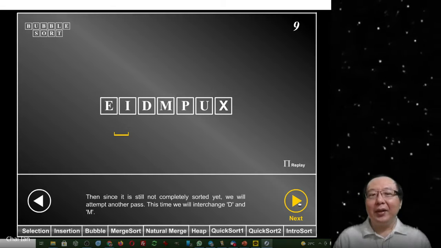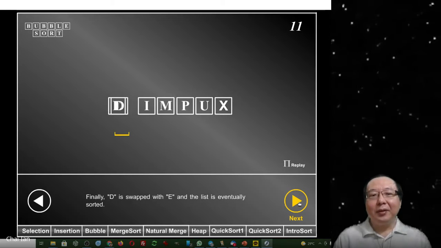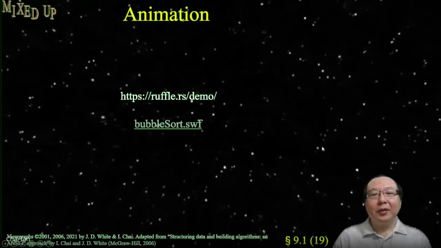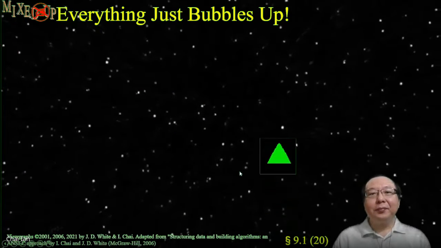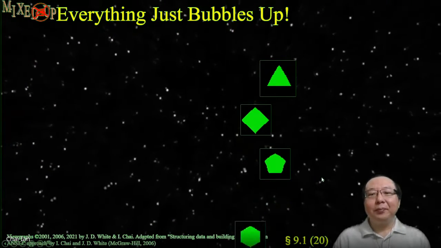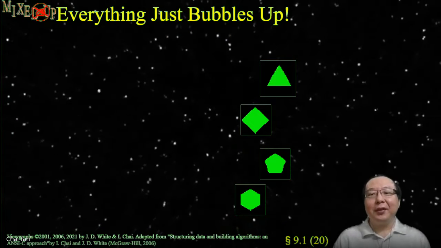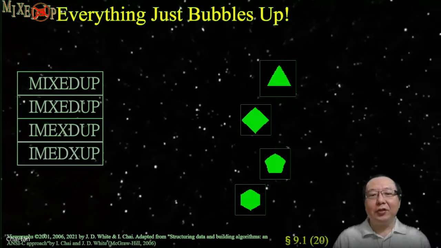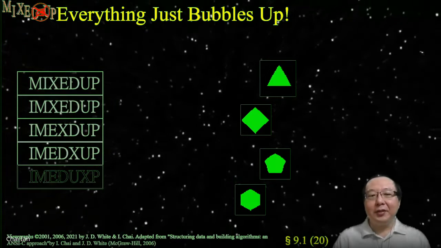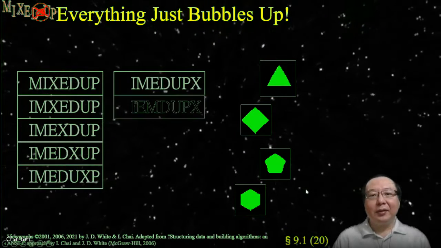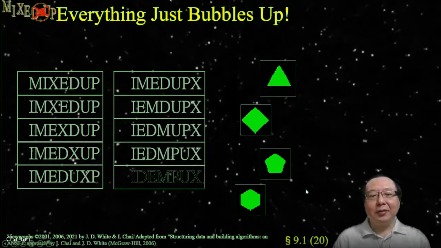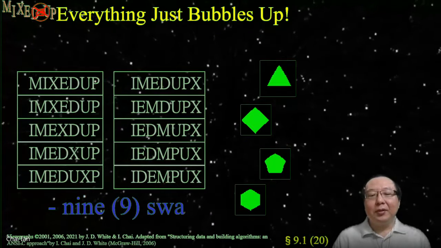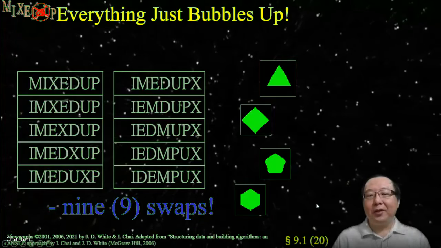then go to the front again and bubble that, and bubble that, and finally it's done. So bubble sort, everything just bubbles up or sinks down. If it's heavy, it sinks down. If it's light, it bubbles up. So this is an illustration of what we saw in the animation just now. Each time it just flips two neighboring items. So you end up with 9 swaps for this small array.